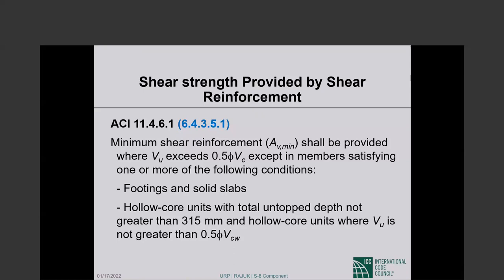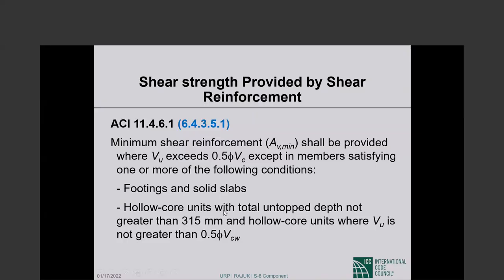Now, there are exceptions to this, except in members satisfying one or more of the following conditions. You do not have to provide shear reinforcement until V sub u equals phi times V sub c in members satisfying one or more of the following conditions. Footings and solid slabs. Okay, we do not provide shear reinforcement unless shear exceeds phi times V sub c. Hollow core units. So these are members in which no shear reinforcement needs to be provided unless shear is phi times V sub c or more. No shear reinforcement at half of phi times V sub c.